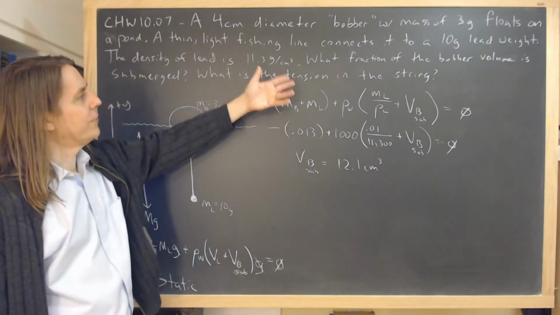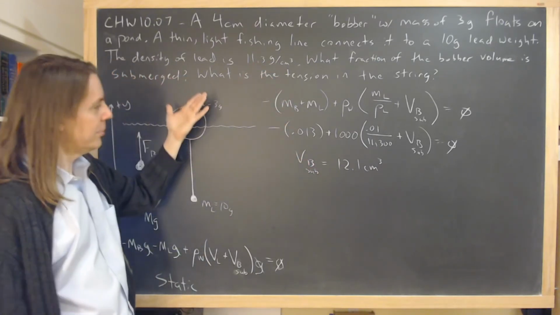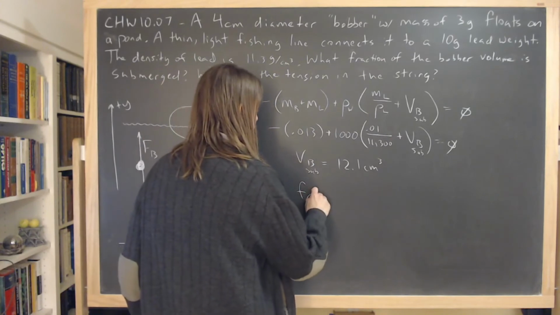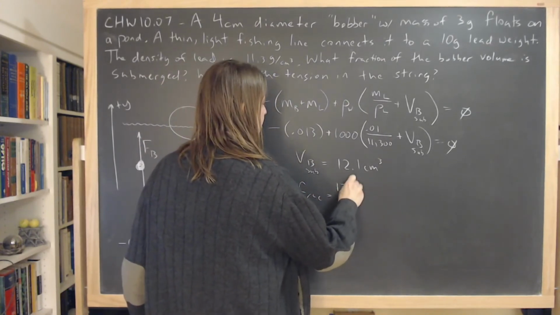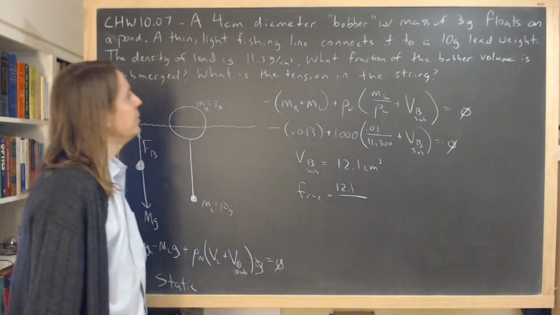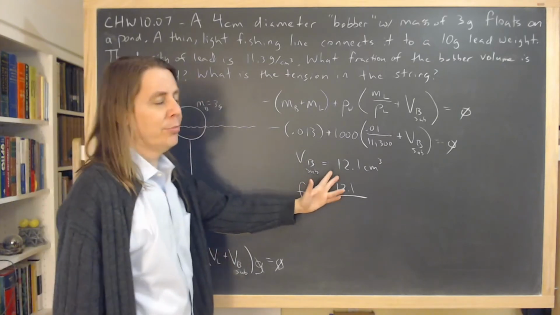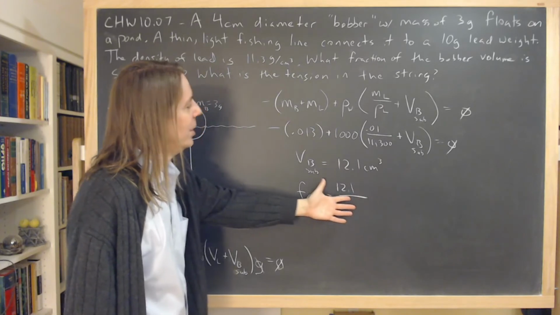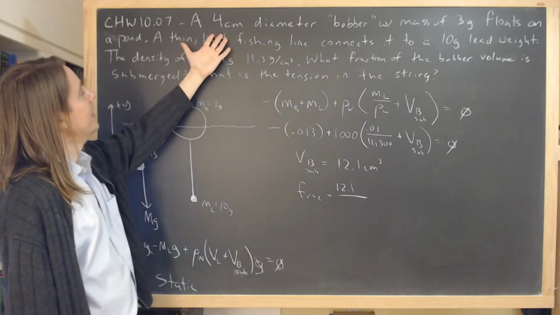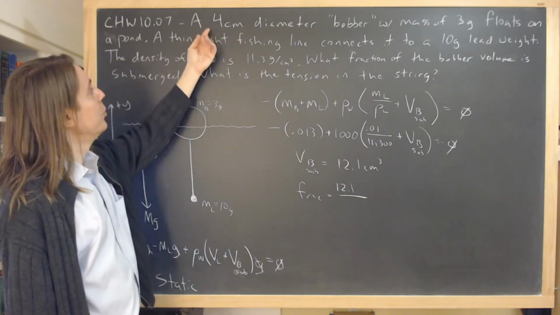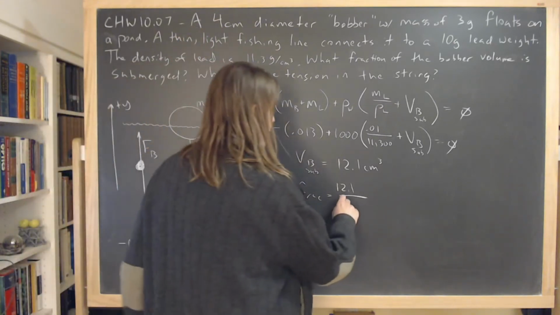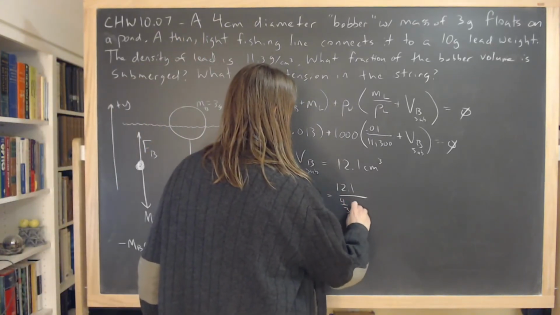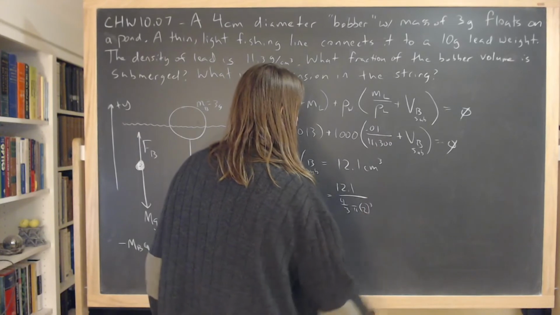We were asked what fraction of the bobber volume is submerged. Well then, all we do is take our 12.1 over the volume of the bobber. And now we're going to break from MKS just for a second because I wrote this to look nice in centimeters cubed. We can put this volume in centimeters cubed. It's just the volume of a sphere with a radius of 2. So 4/3 pi 2 cubed.